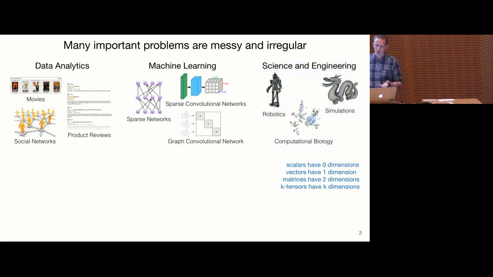So a tensor is a generalization of a matrix to higher or smaller dimensions. You have a scalar with zero dimensions, and then you can keep adding dimensions to make a bigger and bigger tensor, to any number of dimensions.